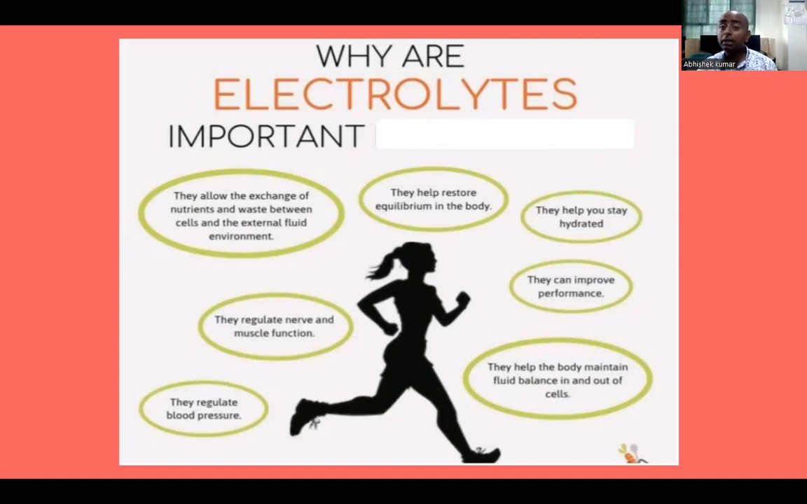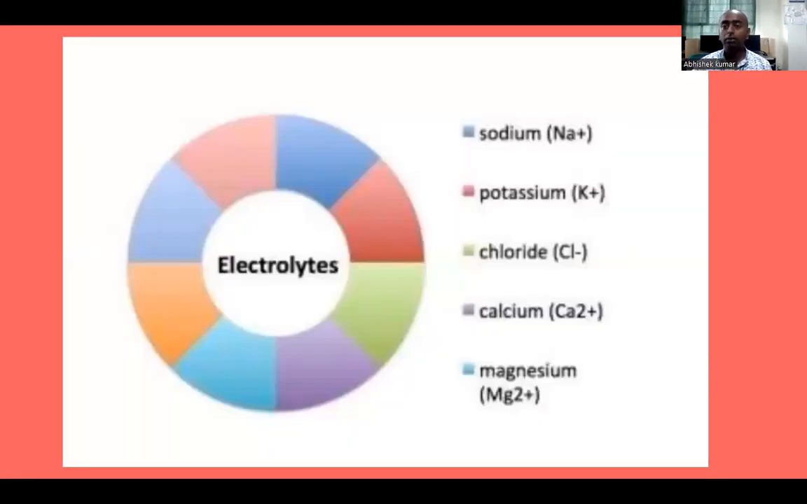So what are the major electrolytes we need to maintain? Now here, the major electrolytes are sodium, potassium, chloride, calcium, magnesium. These are the major electrolytes. They help to maintain our body, the nervous system, and the function and environment of the body.